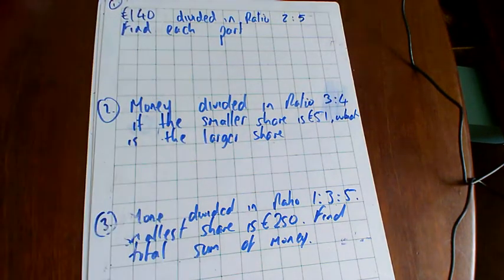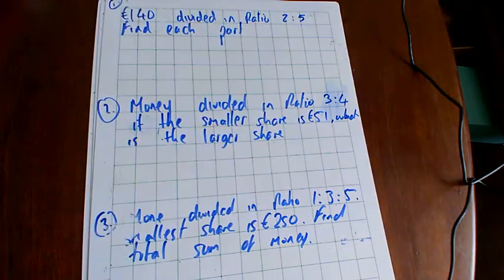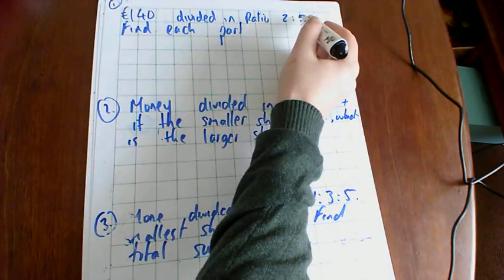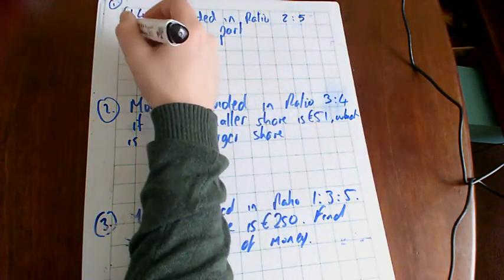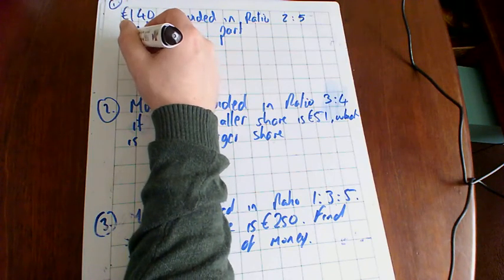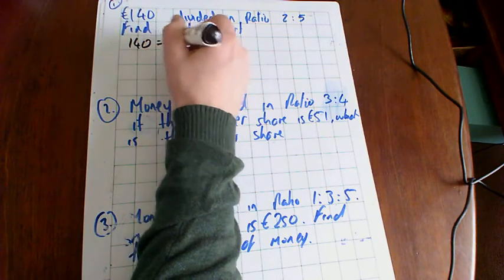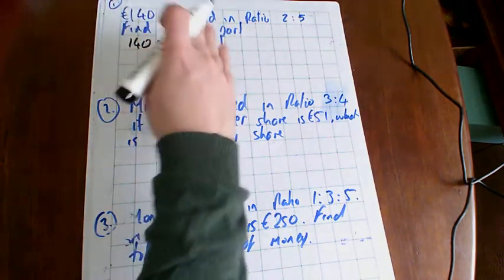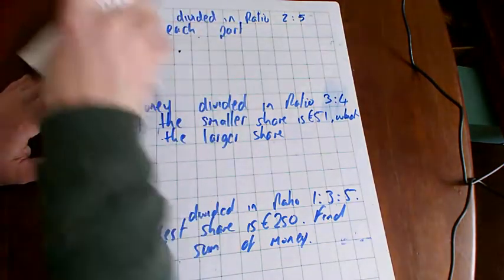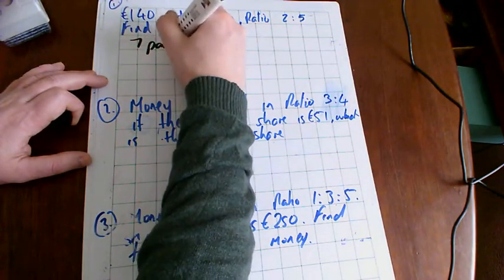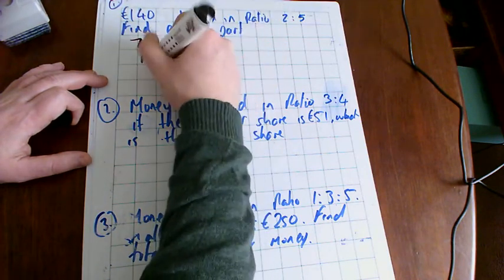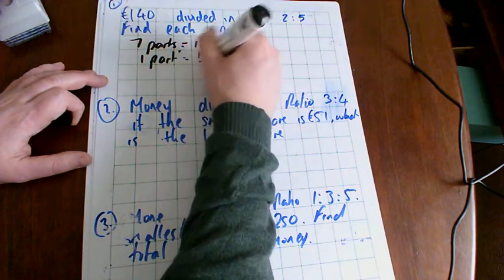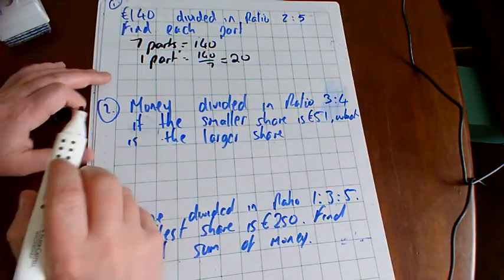So it says 140 divided in the ratio 2:5. Find each part. So it's not split evenly, it's split in this ratio. So you find the total parts. If there's 2 parts and 5 parts, that's a total of 7. So you divide 140 into 7 parts. So 140 equals 7 parts. So 1 part is 140 divided by 7, which is 20. So if you're asked for 1 part, it's 20.